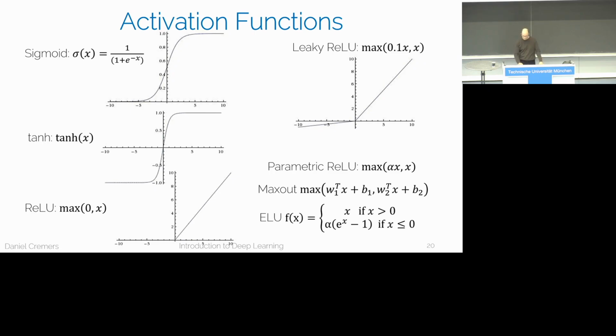You can also learn the slope. This is then called the parametric ReLU, where you have a parameter alpha that defines the slope in the negative regime, and then you can train that with the rest of the weights, right? Then you have a learnable activation function.